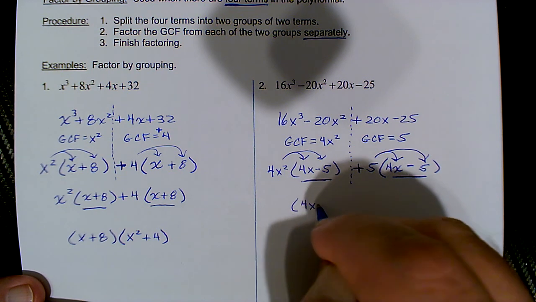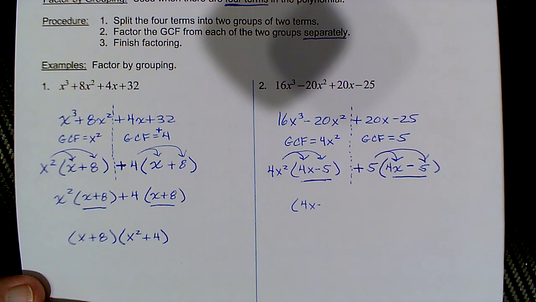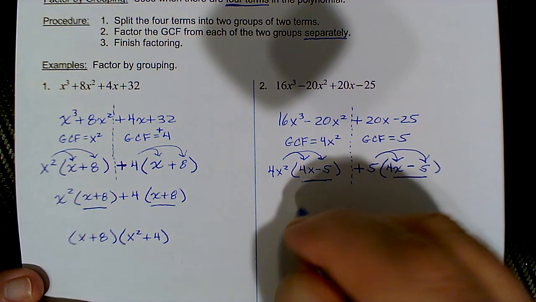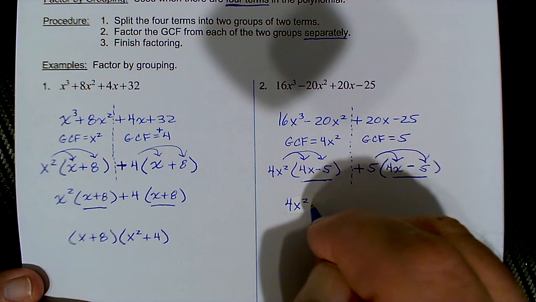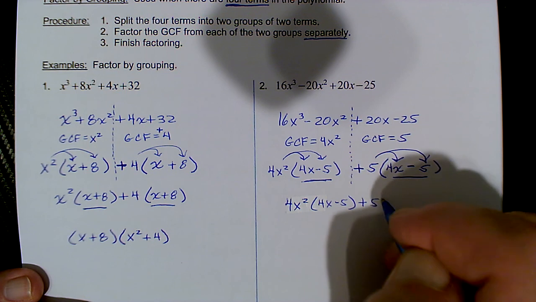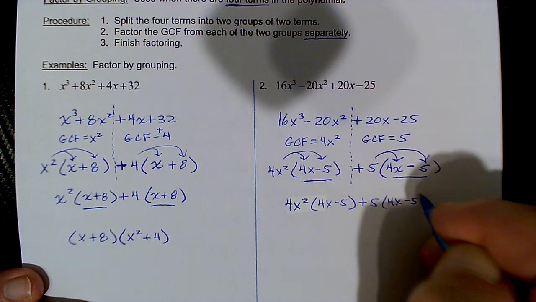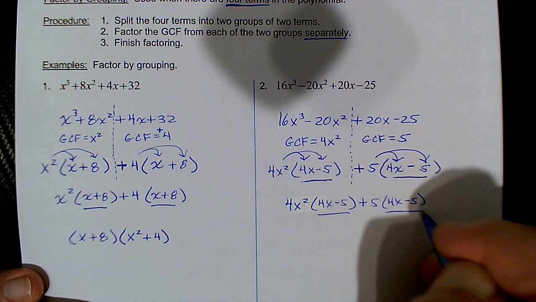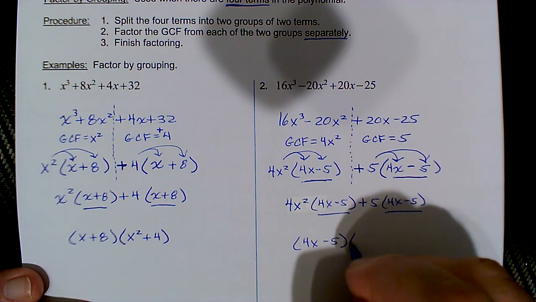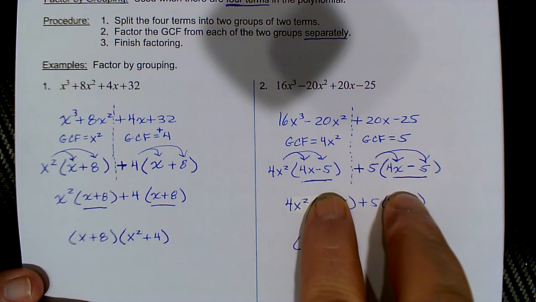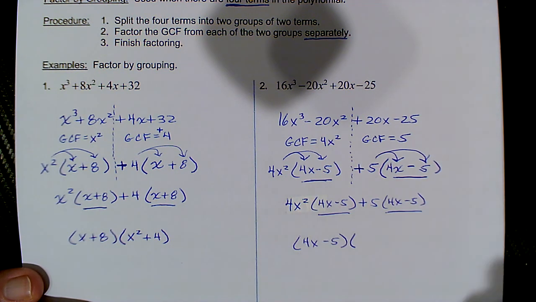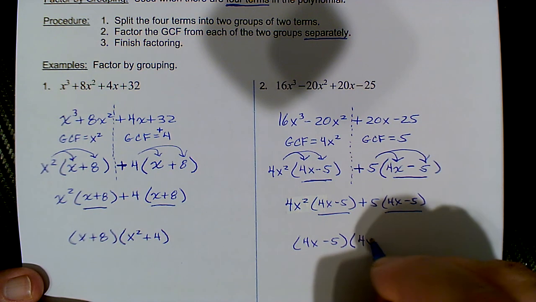Actually, if you want to take an extra step without all the arrows there, just to see it, 4x squared times the 4x minus 5, and then plus 5 times the 4x minus 5, and again the 4x minus 5 is common. Write it down, and then the leftovers you can just cover them up, and we're left with 4x squared plus 5.